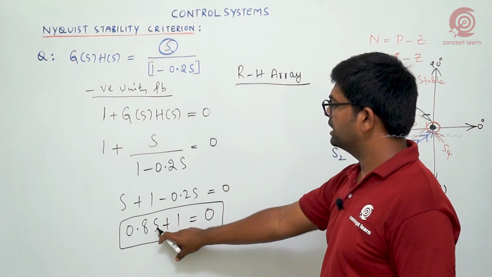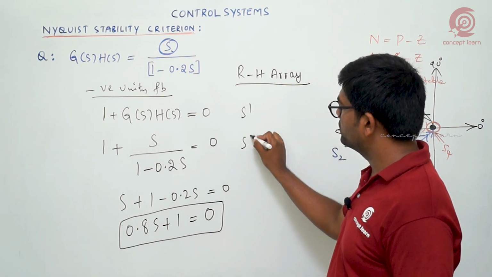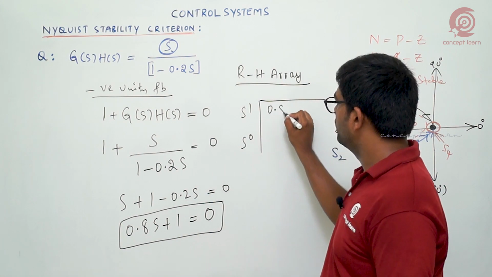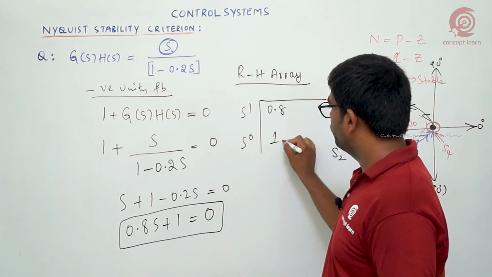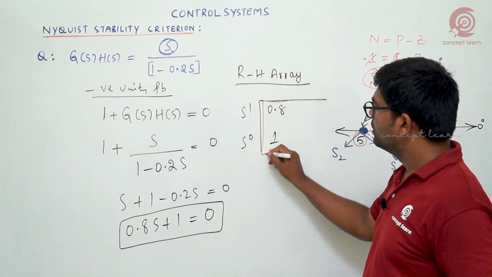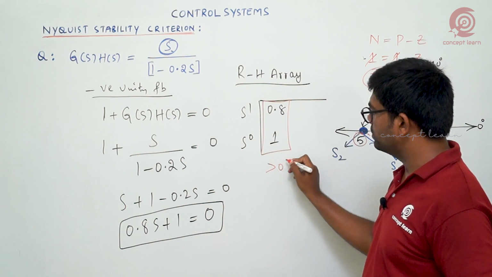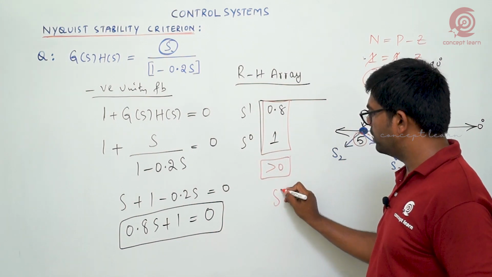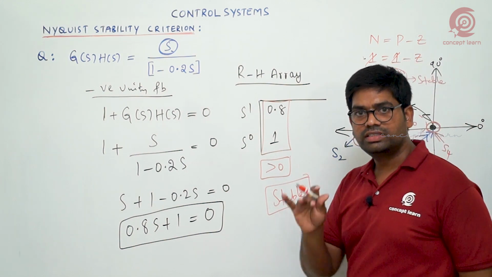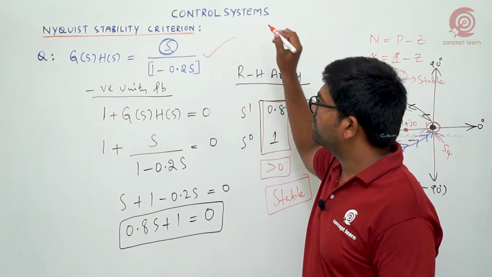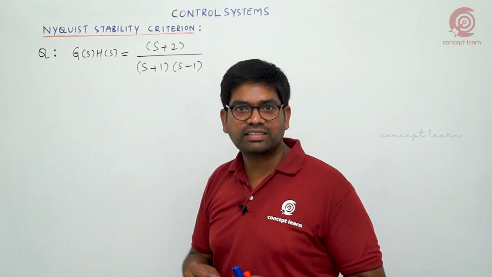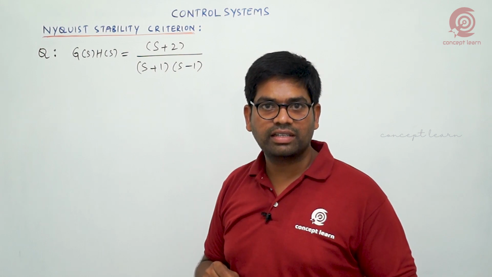It is only s power 1. So s power 1, s power 0, only 2 rows we get. First element will be what? 0.8. Next element will be what? 1. If you look at the first column elements, both the elements are what? Greater than 0. So the system is what? Absolutely stable. With this also you can say. So this is the reason why this particular system is absolutely stable.